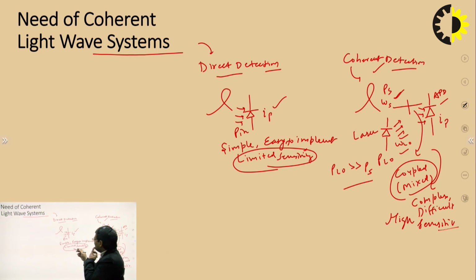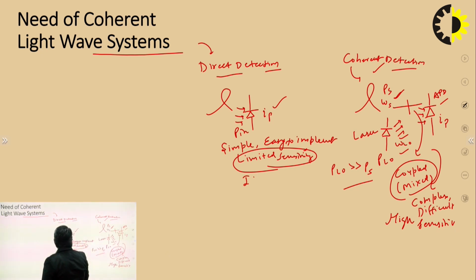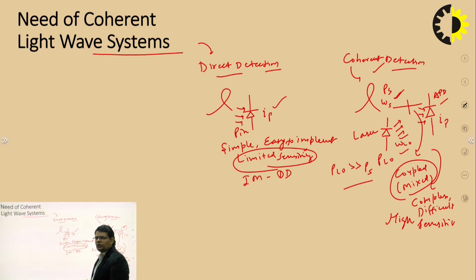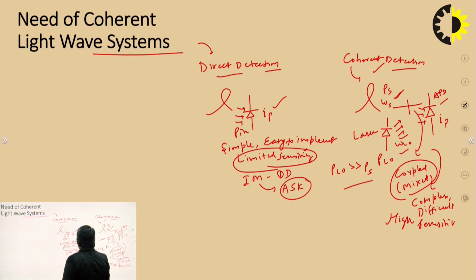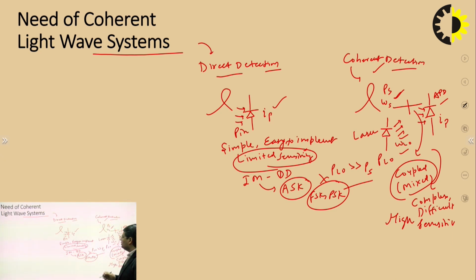More importantly, in the direct detection, we use the principle of, for example, let's say intensity modulation and direct detection. So in this case, we only see the variation in the amplitude of the intensity of the light received. So we can say that it simply applies only ASK. That is, FSK and PSK are generally not implemented. Whereas in the case of coherent detection, we consider both frequency and phase. So the coherent detection can be applied with ASK, FSK and PSK schemes.